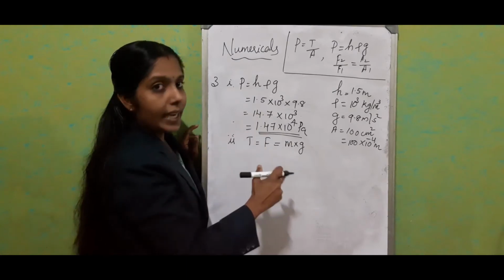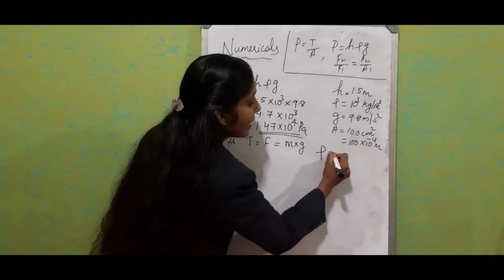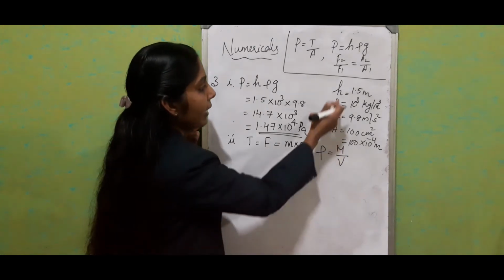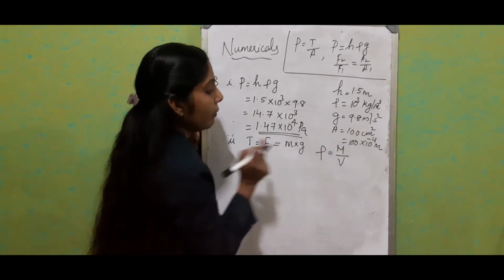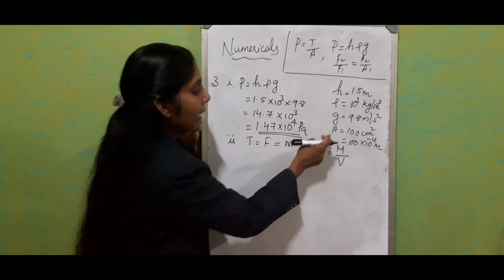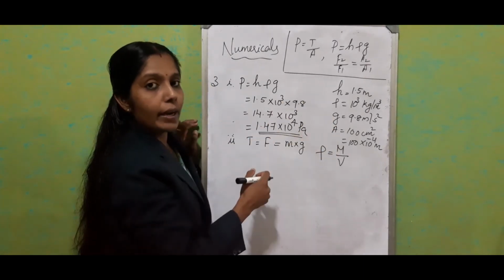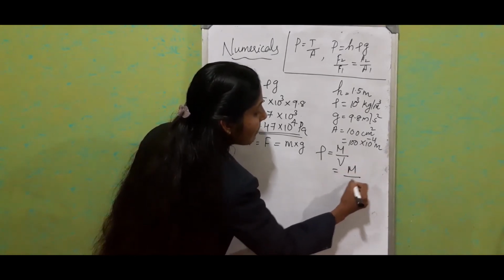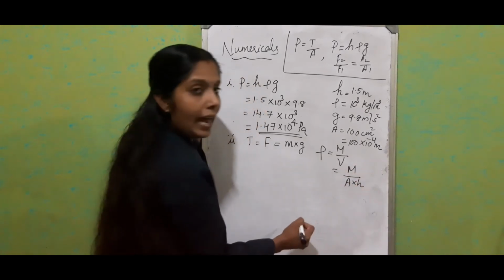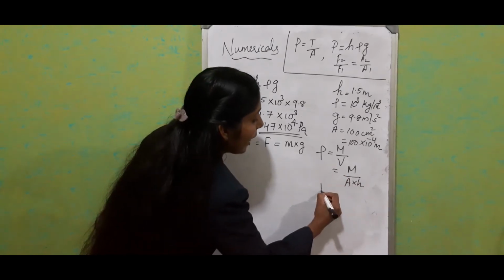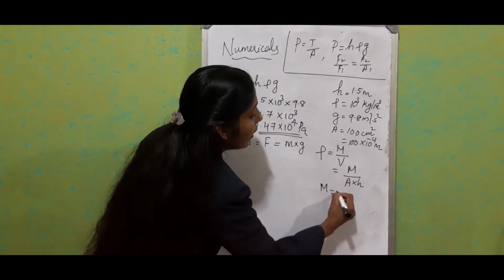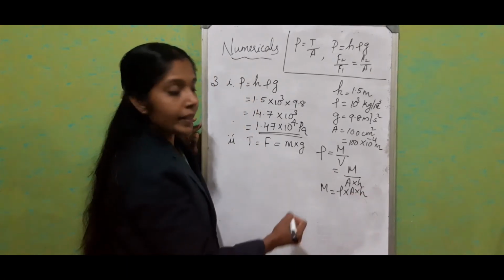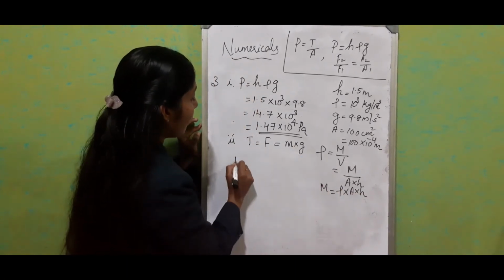So there we can use the equation density is equal to mass by volume. But directly density is given, volume is not given directly. But area and height is given, so we can find out the volume. Volume is equal to area into height. Or else we can write mass is equal to density into area into height. So in that way, first we will find out the mass.